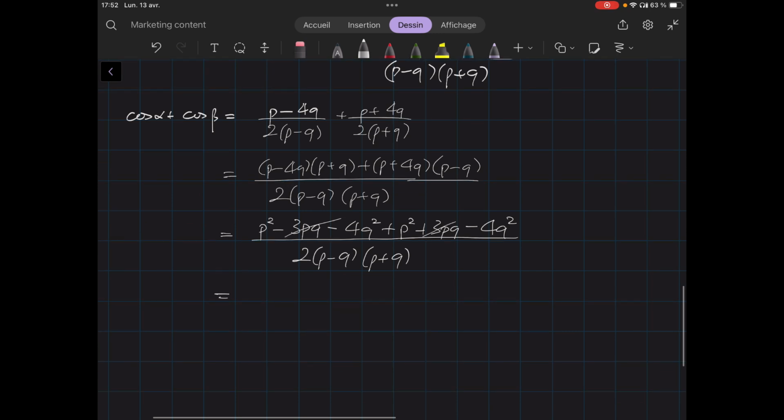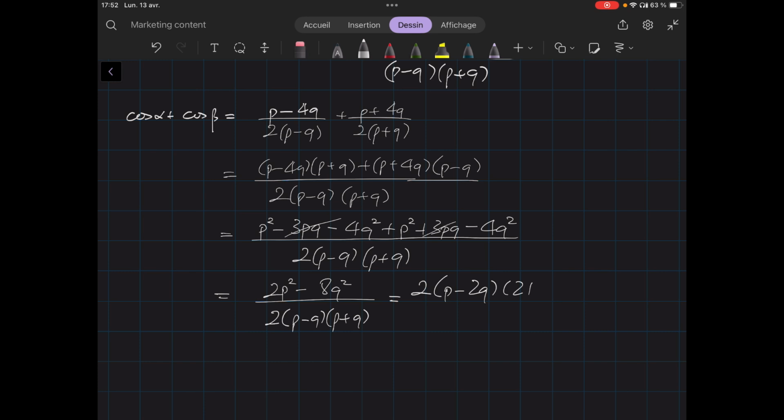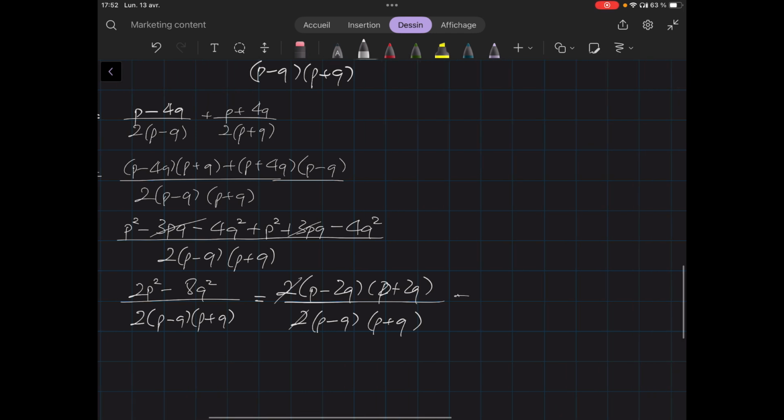We can now see the answer appear right in front of us. Factorize the 2 out, we have a difference of squares. Et voila! We have successfully obtained the first expression.